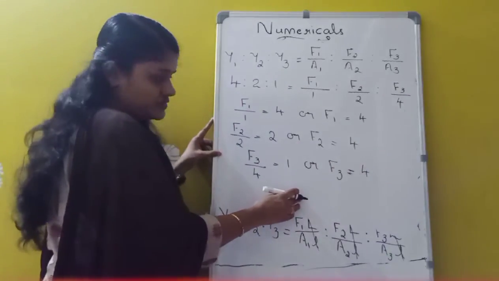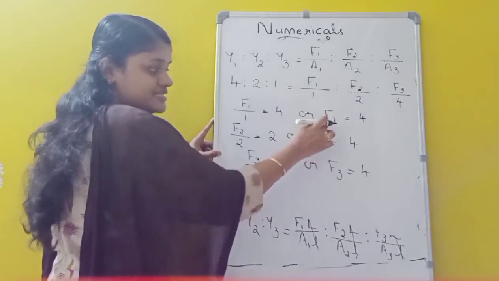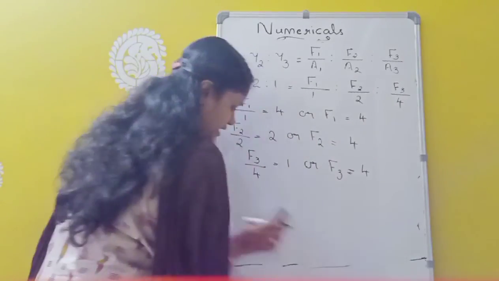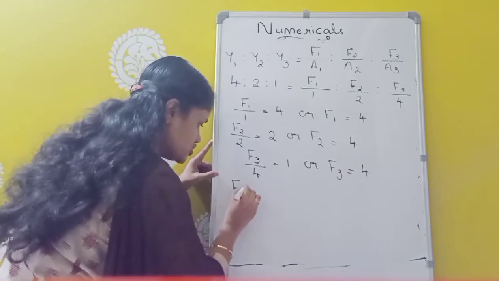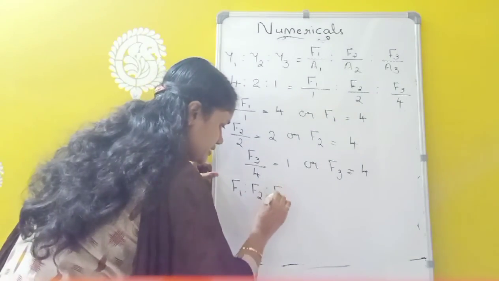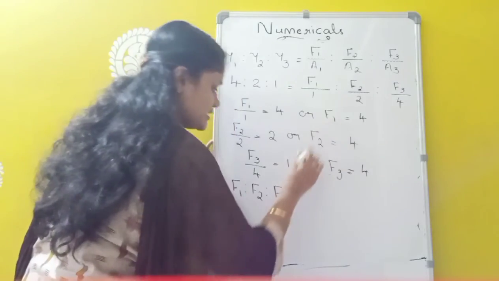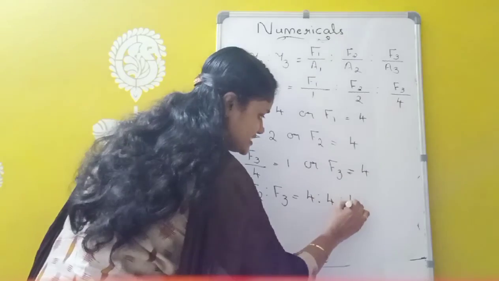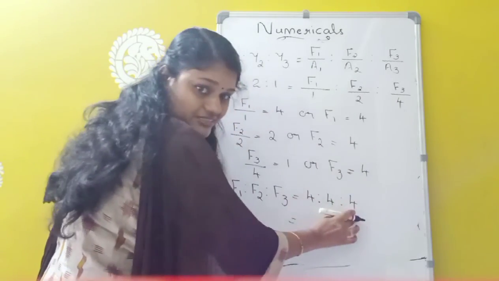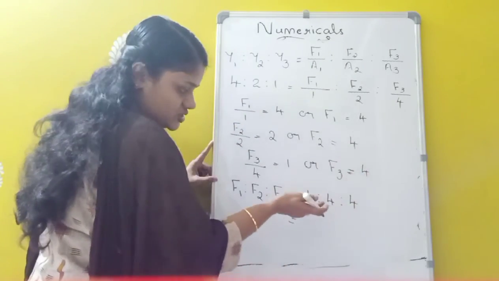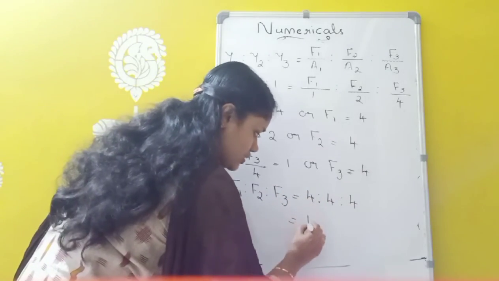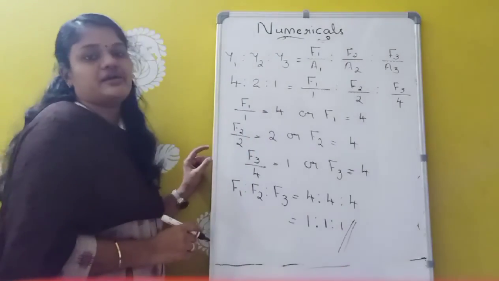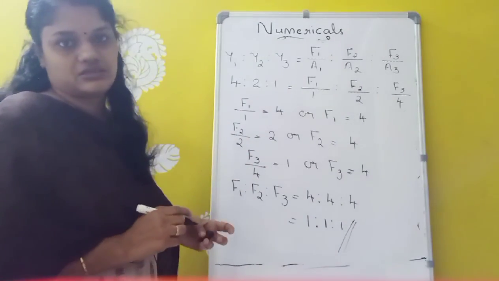Now what we have to find out is the ratio of the weights. Weights means ratio of the force, since force is equivalent to weight. So F1 is to F2 is to F3 is 4 is to 4 is to 4. All the terms are the same, so dividing by 4 we get 1 is to 1 is to 1. So this is the ratio of the weights or forces acting on these wires.